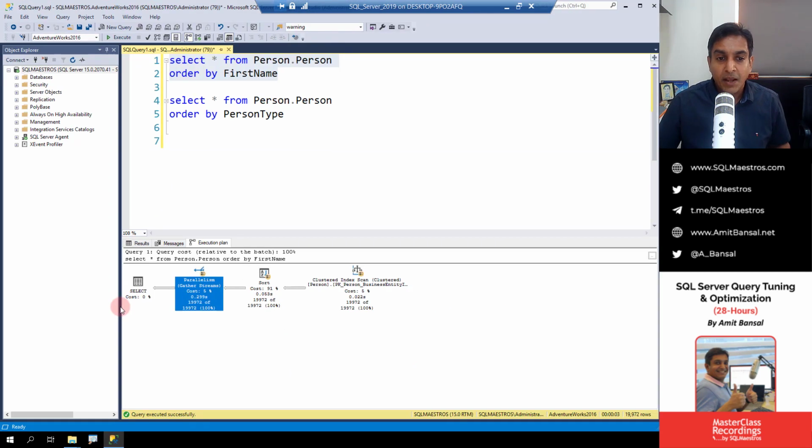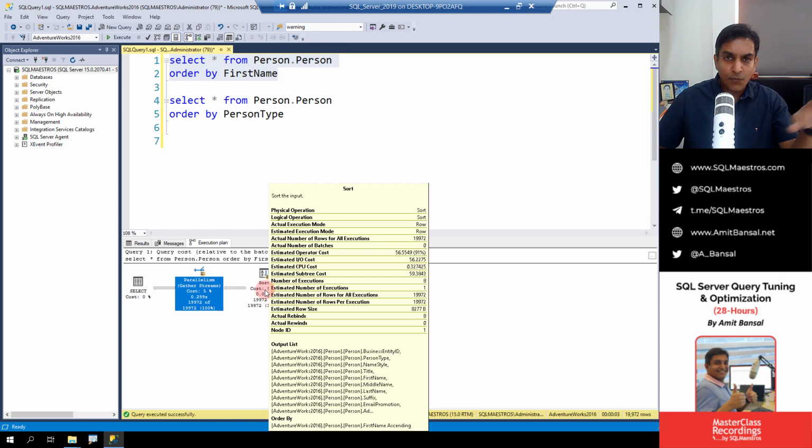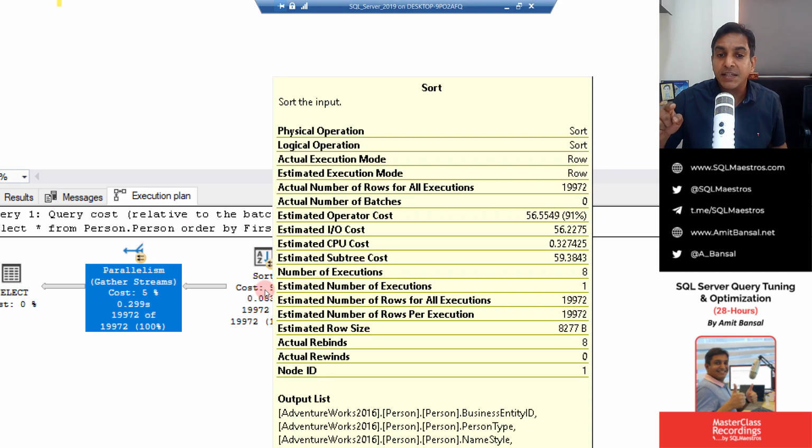So, quick summary: how is this cost being derived? You are adding up the operator costs of all these operators, and finally you see this subtree cost on the select operator. That is the cost of the query. You might have also noticed that if you take the cursor over, let's say sort, somewhere in between, then apart from seeing the operator cost, you can also see the estimated subtree cost, which is, from this point onwards, what has been the cost of the query when you move right, including the operator that you are seeing.